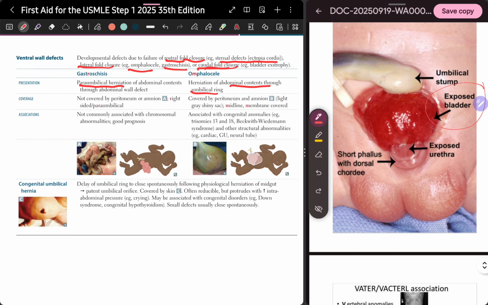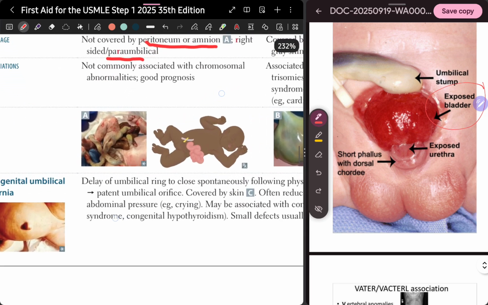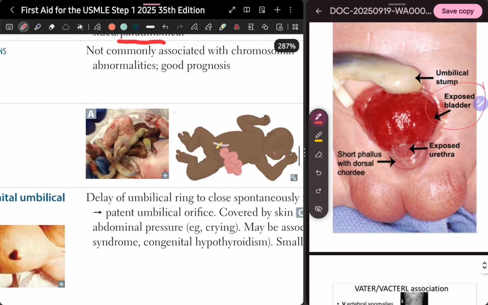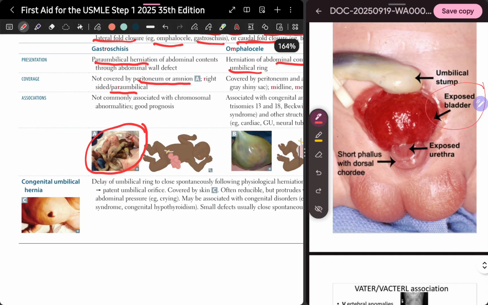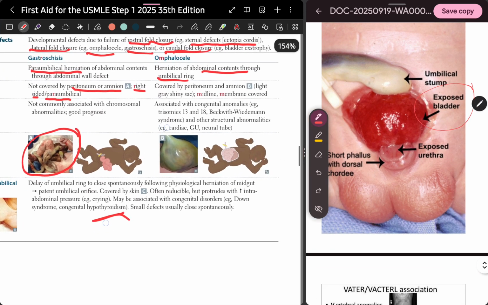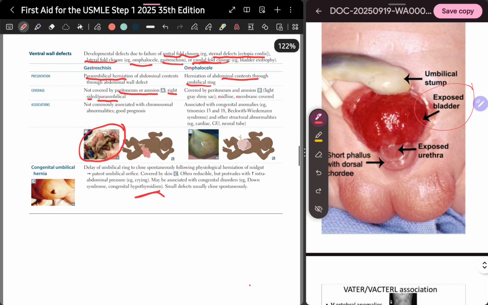The next thing is the coverage. Gastroschisis is not covered by the peritoneum or amnion, and it is right-sided para-umbilical. So you can see over here we have the picture of the gastroschisis. Here you can see the contents of the abdomen are outside the body but they are not covered by any membrane, and it is also written right-sided. Para-umbilical means it is not through the umbilicus and it is mostly to the right side, so that's why it is written over here.